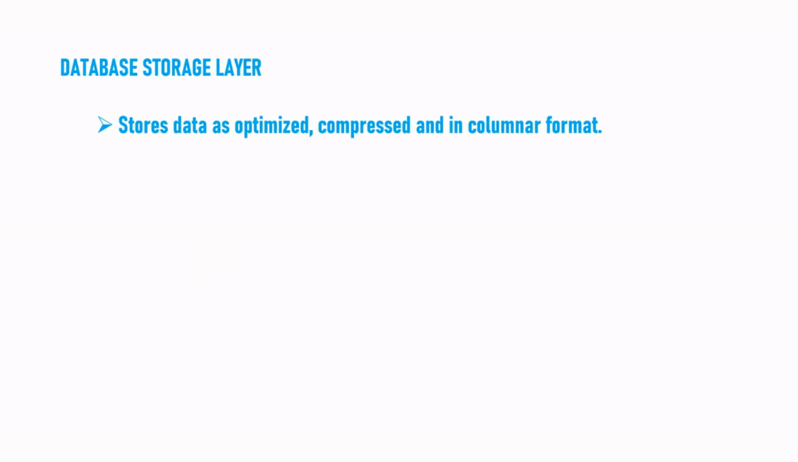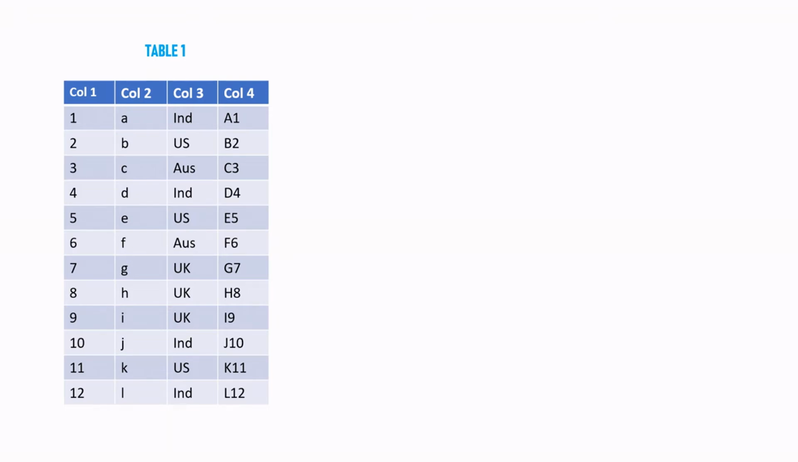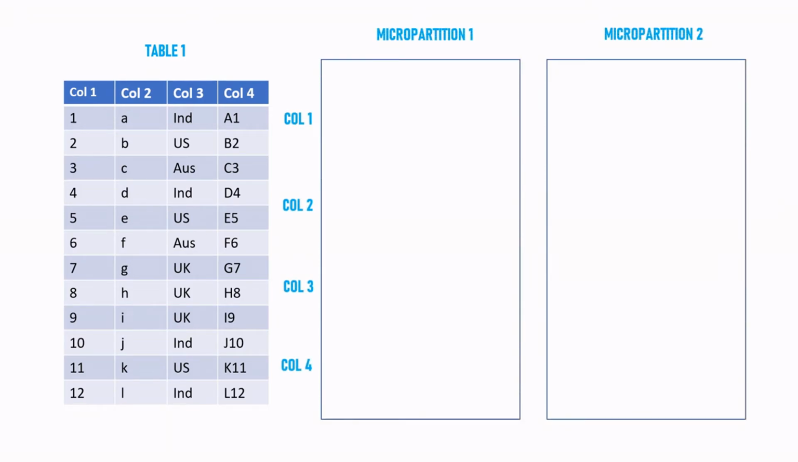When data is loaded into Snowflake, Snowflake reorganizes that data into its internal optimized, compressed, columnar format. All data in Snowflake is stored physically in the form of micropartitions. Micropartitions are nothing but contiguous units of storage. When data is loaded into the table, Snowflake automatically stores the data in micropartitions.